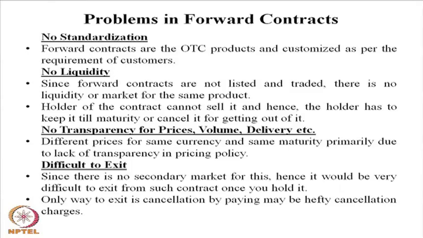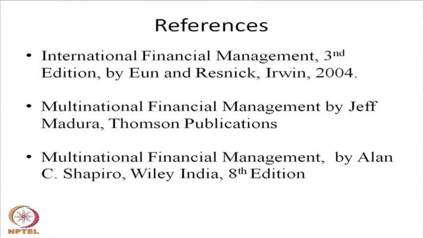Then it is difficult to exit. There is no secondary market, you cannot go out of the forward contract without cancelling it. Once you cancel it, you have to pay heavy cancellation charges. And one of the reasons forward contract is very useful is that it is a customized product. There is no other market which can give you a customized product. Futures are a standardized product, not customized to the requirement of the customer. So, despite having all these disadvantages, there is a requirement of forward contract in the market also.